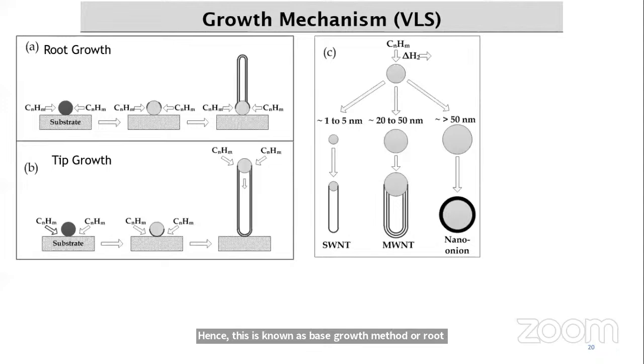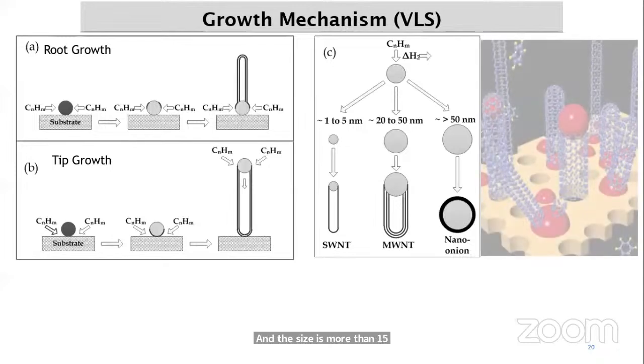Now, in picture C, you can see that the size of the nanoparticle matters for the end product. If the size of the nanoparticle is 1 to 5 nanometer, then you get single wall carbon nanotubes. If the size of the nanoparticle is 20 to 50 nanometer, then you get multi-wall nanotubes. And if the size is more than 50 nanometer, then you get a nano onion.